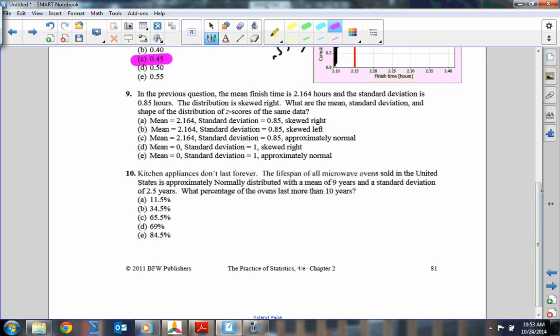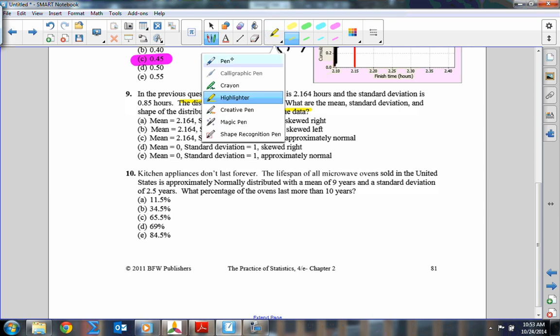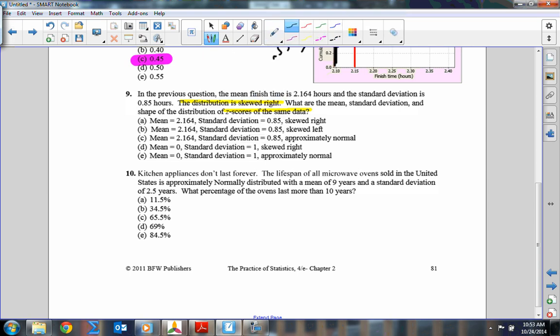Number 9 says, in the previous question, the mean finish time is that, and the standard deviation is that. The distribution is skewed right. What are the mean, standard deviation, and shape distribution of the z-scores of the same data? So the z-scores standardize it all, and it gives us a mean of 0 and a standard deviation of 1. So we're going to X all you guys out, because I know if I get the z-score that I'm standardizing it, and I'm making it mean 0, standard deviation 1. Now the choice is, what about the shape?